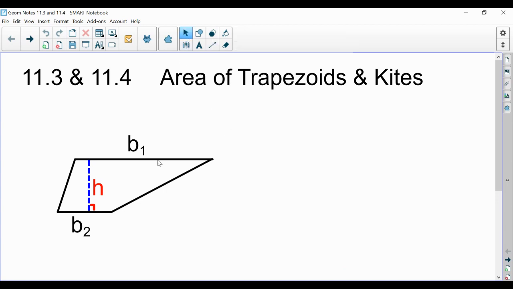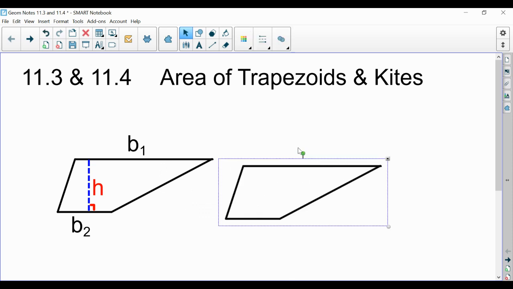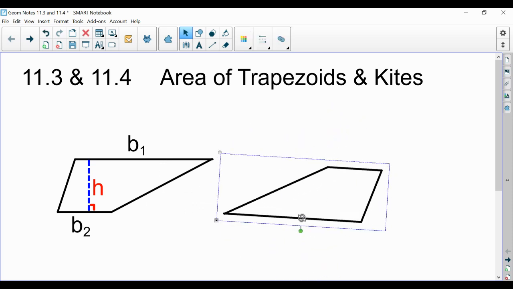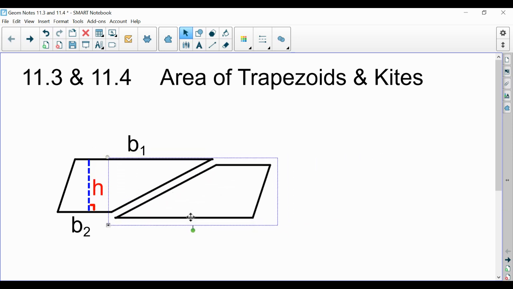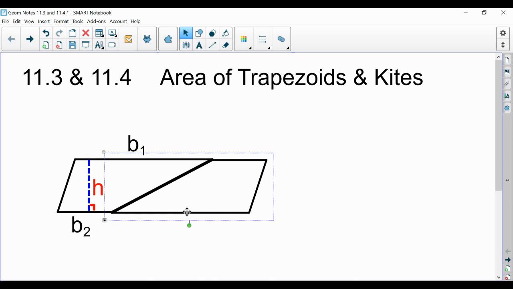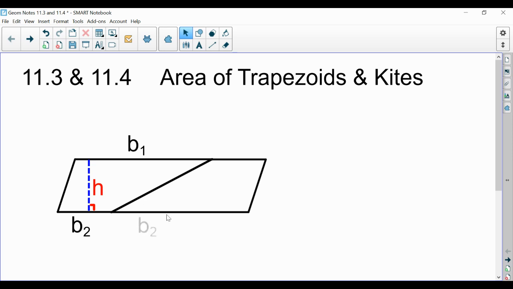It's a pretty simple derivation, and it comes from the fact that if I take a trapezoid, I can clone it and flip it, and if I put it right next to the original trapezoid, you'll see that I have a parallelogram. And that's really simple to show. It's too simple to even waste time on. And then I get this section here, which is the same as B2 from the original trapezoid. And this section here, which is the same as B1 of my original trapezoid.